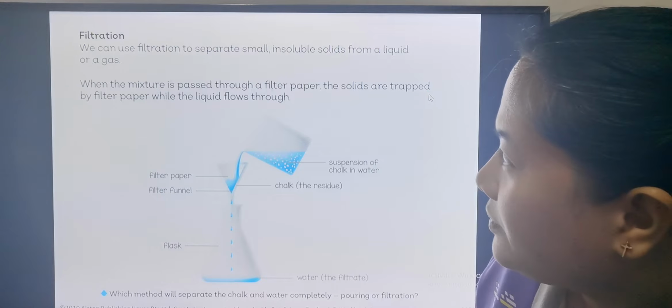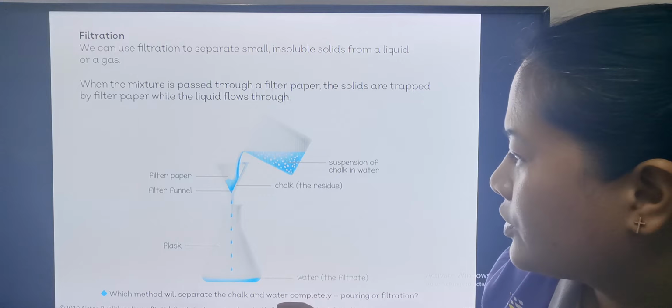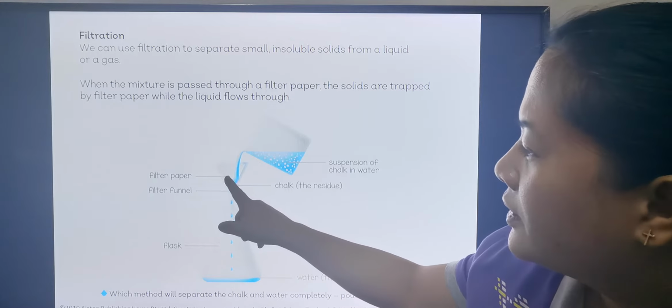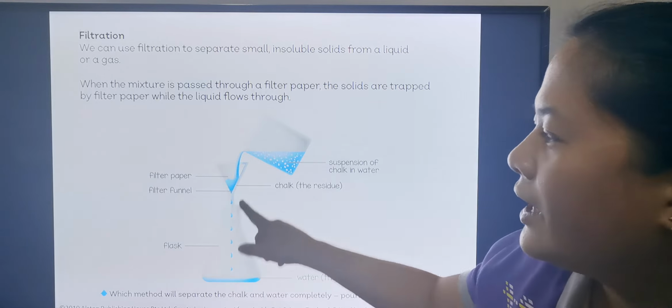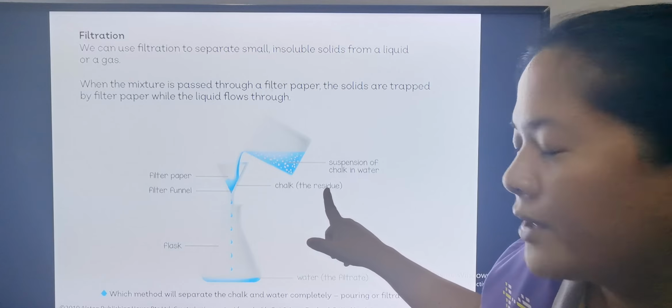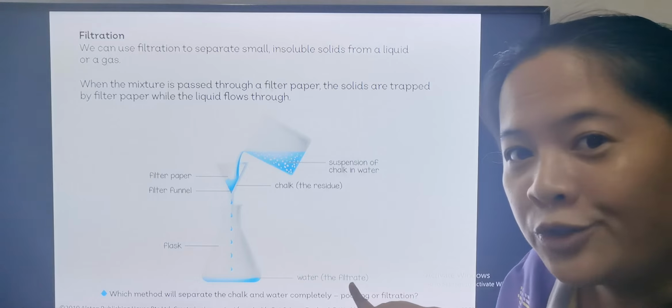And then filtration. This is the setup of filtration. If you put the filter paper in here, you can separate the solids from the liquid. The solids that will be left in the filter paper are called residue, and the liquid that passed through is called filtrate.